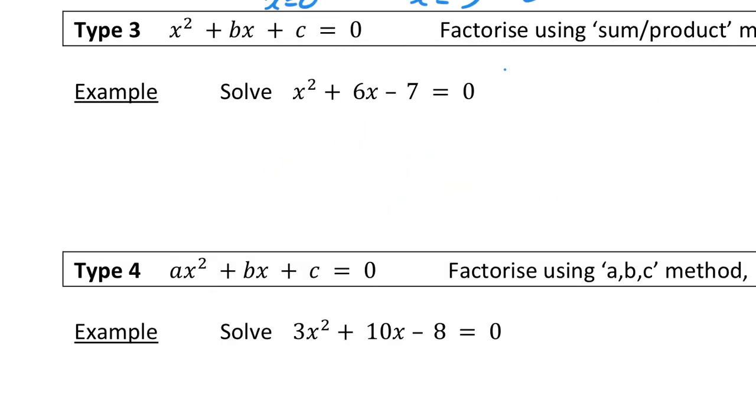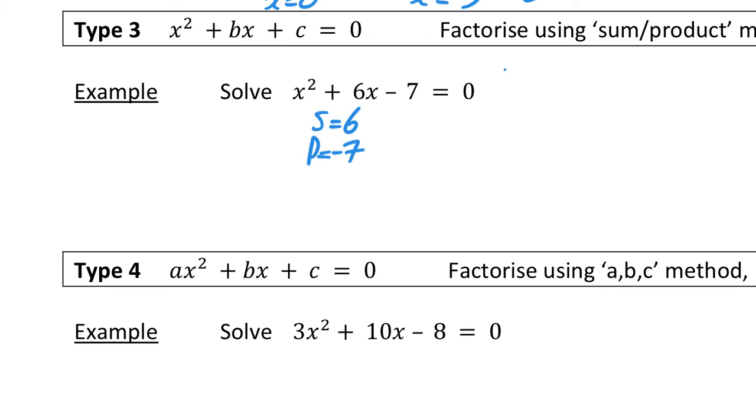Next type of one is where we have to factorize using our sum and product. Now, this is a fairly easy one when it's in this form. Your sum is just equal to the coefficient of the x term. So in this case, it's positive 6. And your product is the coefficient of x squared times the numerical term. So 1 in this case times minus 7. So your product p is equal to minus 7. So you have to find two numbers which multiply to give minus 7, so their product is minus 7, and they add to give 6. So their sum is 6.